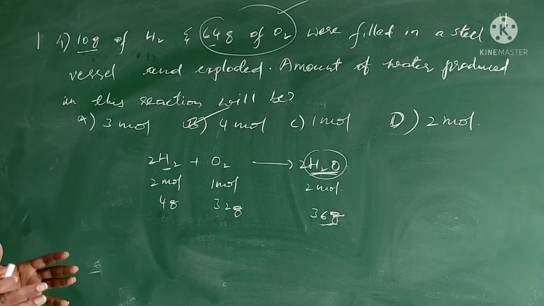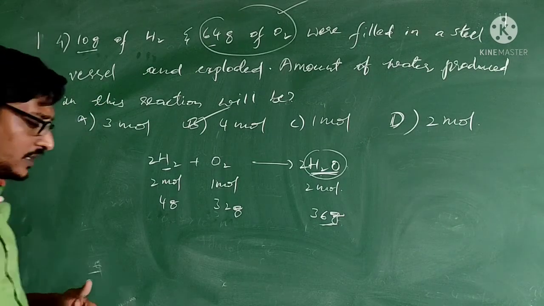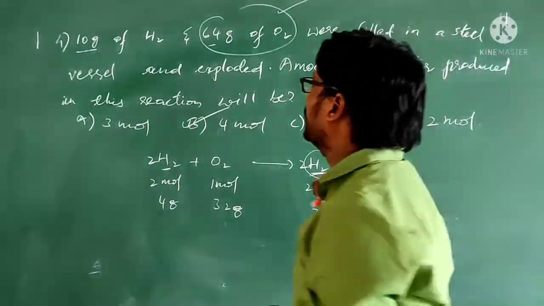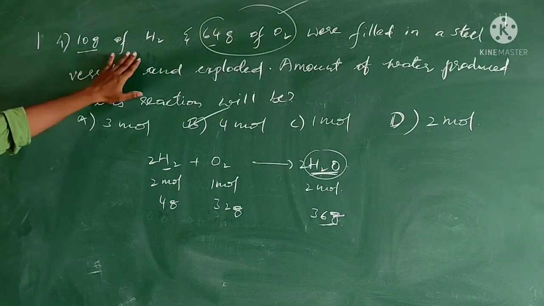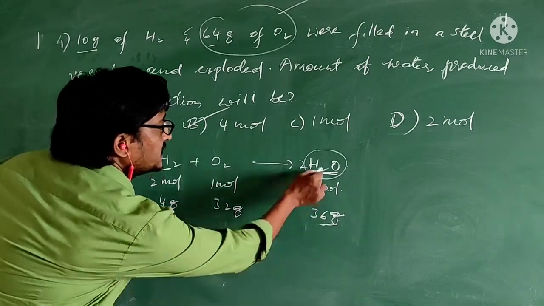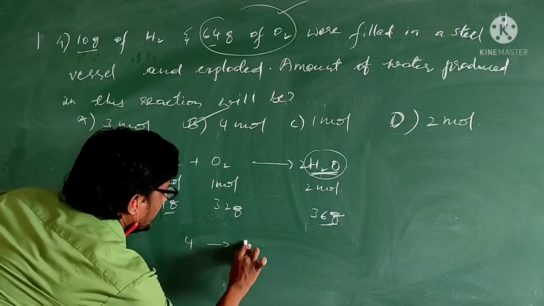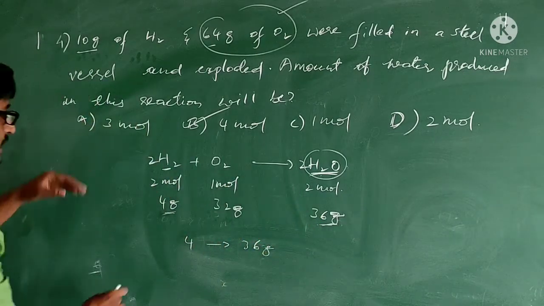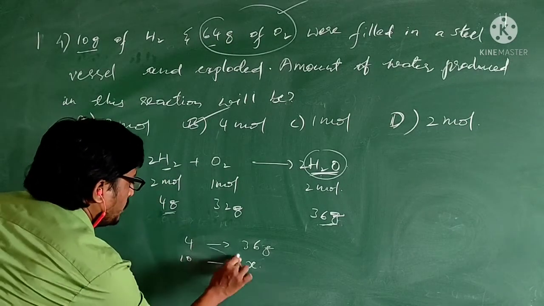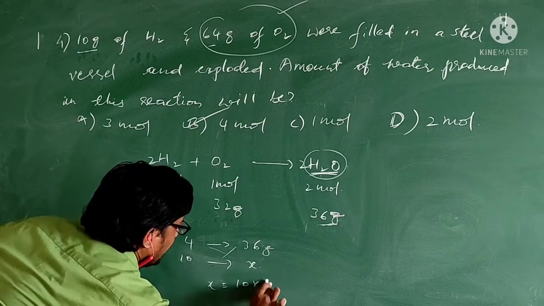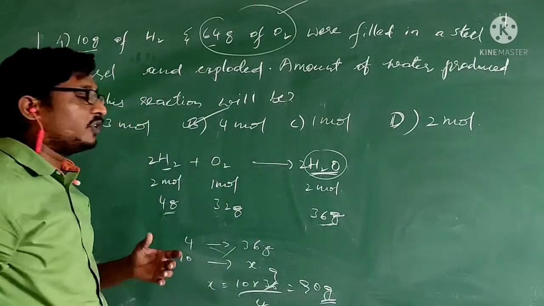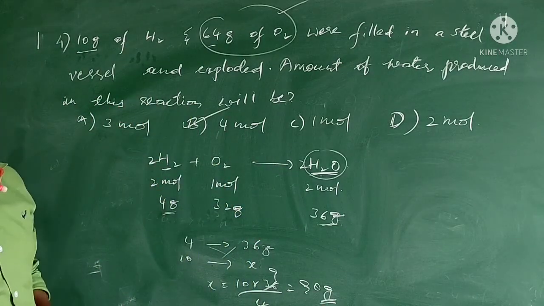Now, let us first find the limiting reagent. Based on the limiting reagent, we can find the amount of water that gets produced. Let us see, 10 grams of H2 is given, 64 grams of O2 is given. So 4 grams produces 36 grams of water. Then 10 grams will produce how much? Let us take this as X. When you cross multiply, you will get X is equal to 10 into 36 by 4, which is nothing but 90 grams. So 90 grams of water will get produced when 10 grams of H2 reacts with oxygen.